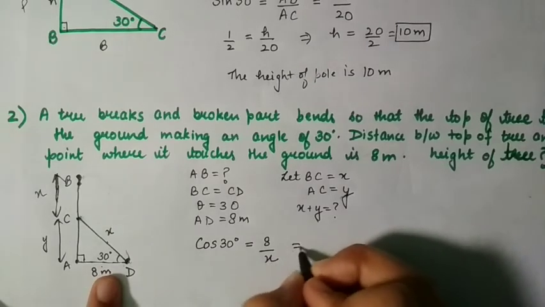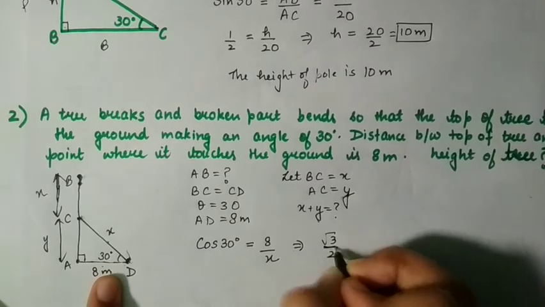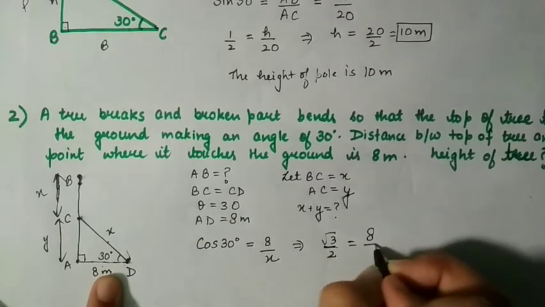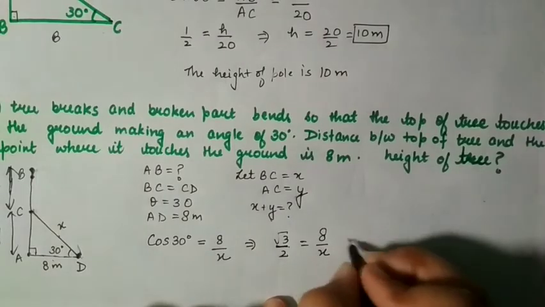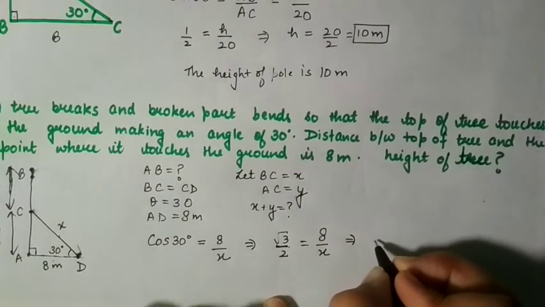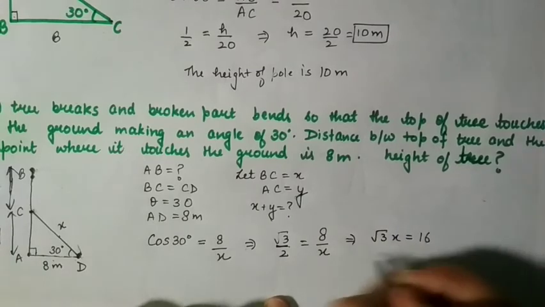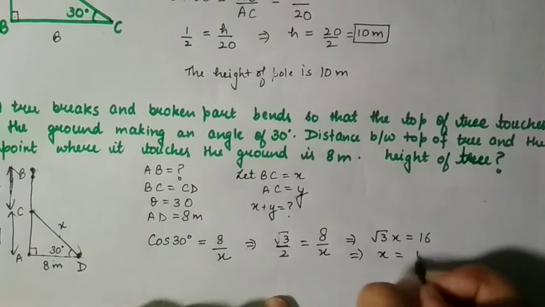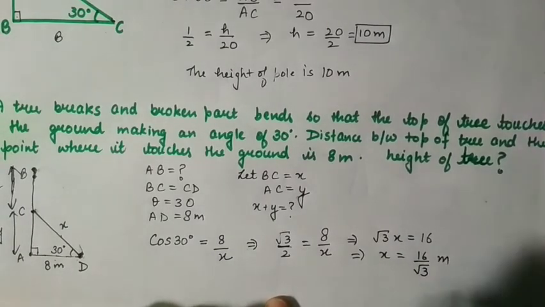Now you know the value of cos 30 degrees. It is root 3 by 2, and it is equal to 8 by X. So from here, can you find out the value of X? Yes, by cross multiplying. So root 3 X is equal to 16. It means X is equal to 16 upon root 3 meters.